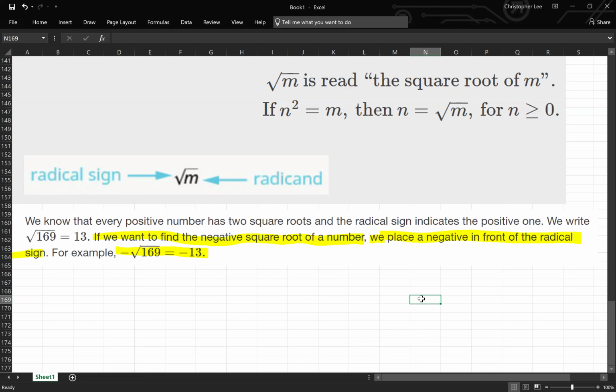So we know that every positive number has two square roots and the radical sign indicates the positive one. We write the square root of 169 is equal to 13. If we want to find the negative square root of a number, we place a negative in front of the radical sign. So for example, negative square root 169 is equal to negative 13.